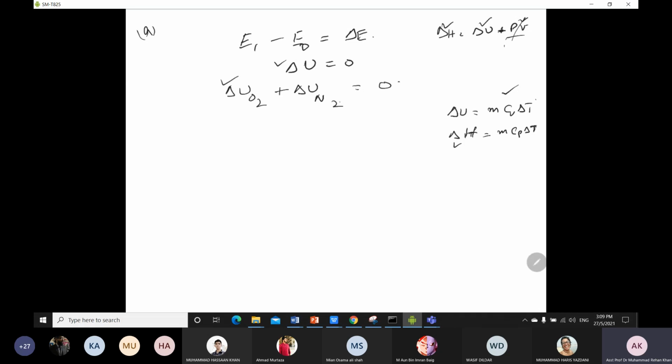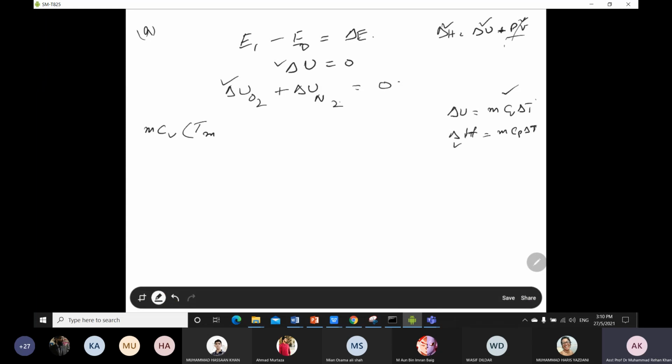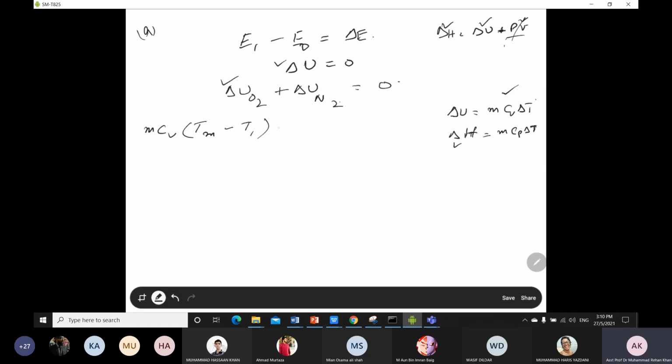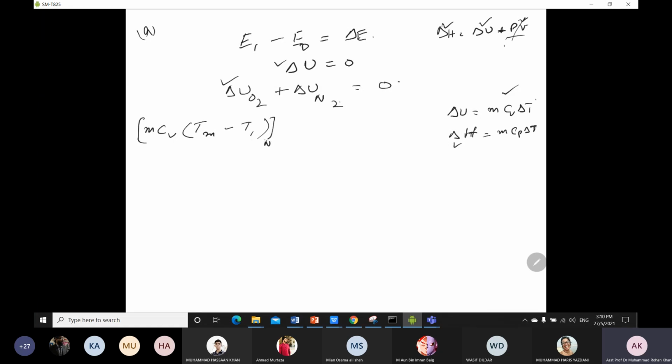Now here we can replace delta U with m Cv delta T, so we have m Cv times the final temperature, which is the mixture temperature, minus T1. If we have two gases at different temperatures, the final temperature is basically the temperature of the mixture once the two are mixed together, and T1 is the initial temperature mentioned in your question. So for N2, delta U is m Cv (Tm minus T1), and the same for O2, and the sum is equal to 0.